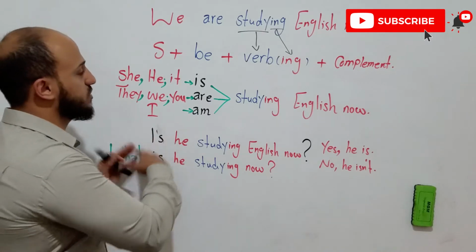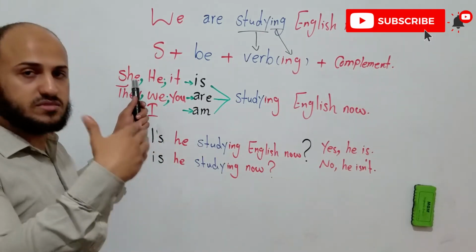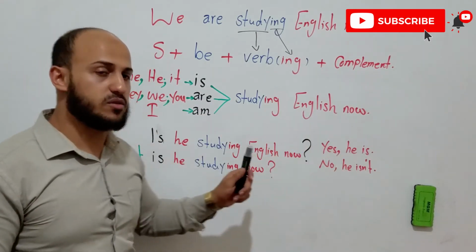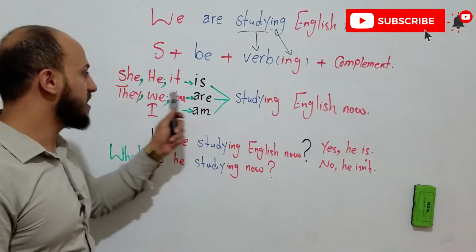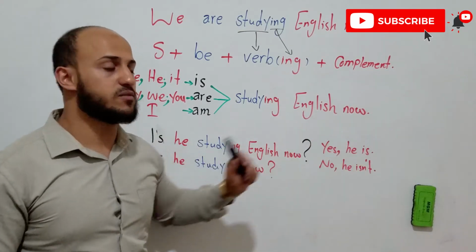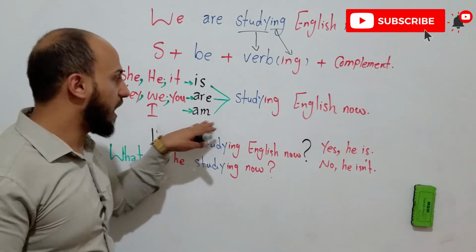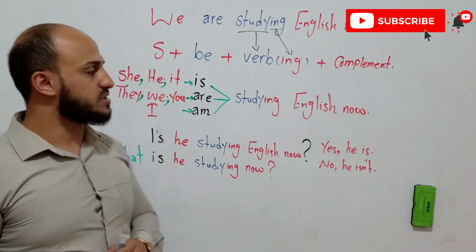So what you do is the same idea. You have studying English now. So you say she, he, it, no problem. So he is studying English now. She is studying English now. Alright? You can say they are studying English now. You can say we, you, it is fine. I am studying English now. Alright. So this is the present continuous.